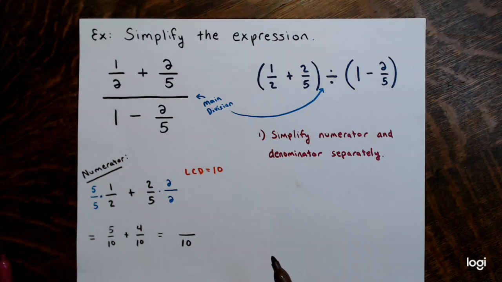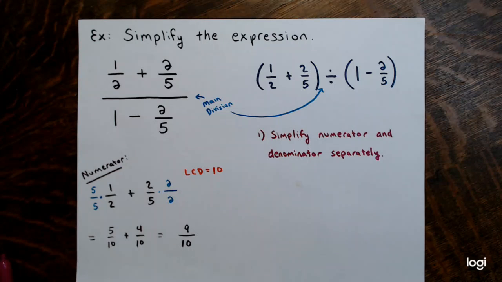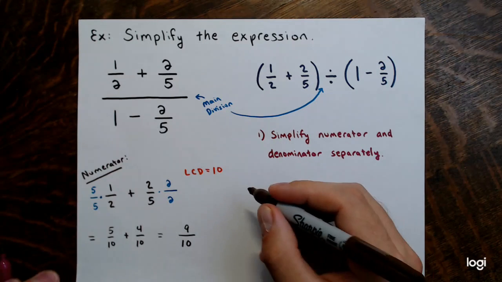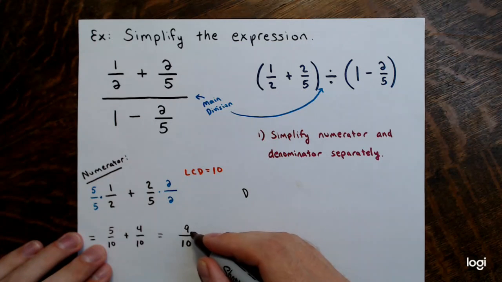The only things you're actually combining when you add and subtract fractions are the numerators, right? So the denominator is 10, 10, 10. The numerator is going to be 5 plus 4, or 9. So I've simplified the numerator. And then over here I'll simplify the denominator. Again, I wrote a single fraction where the numerator and denominator have no common factors.